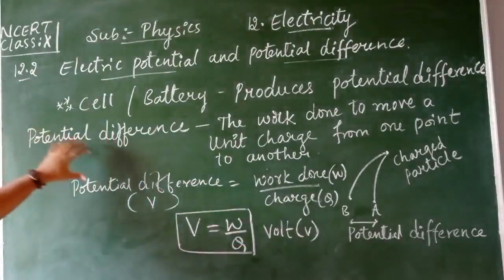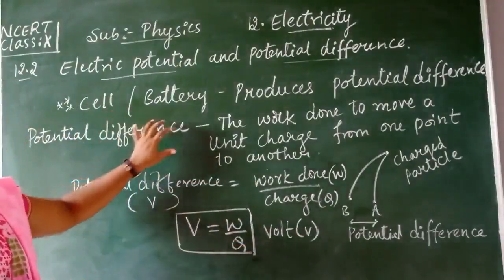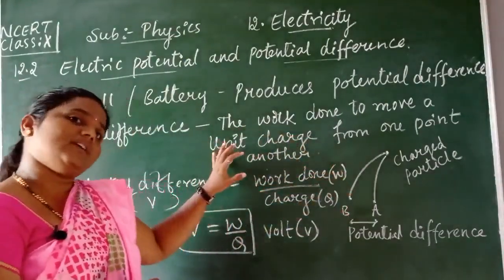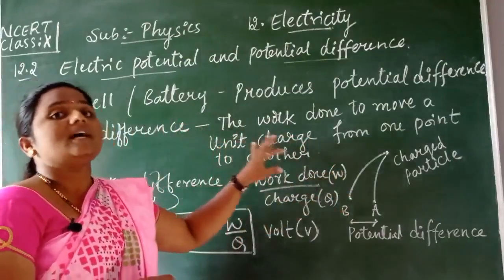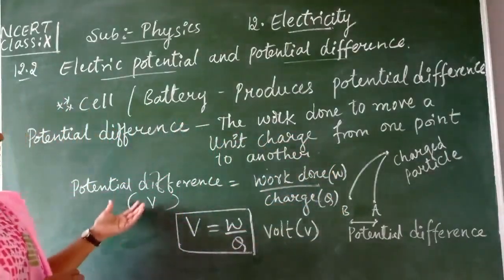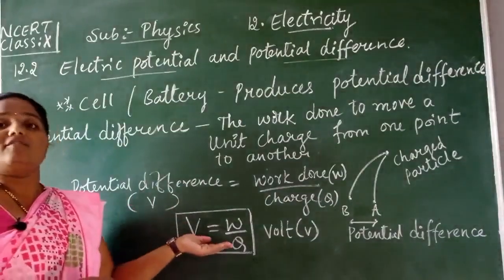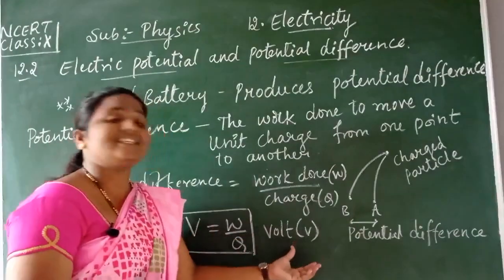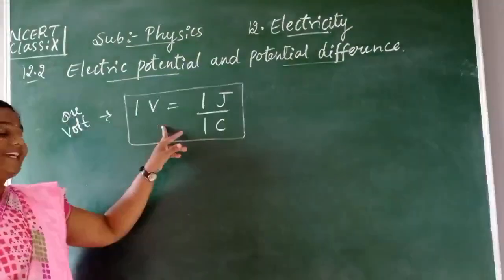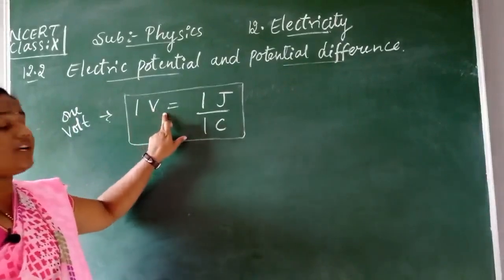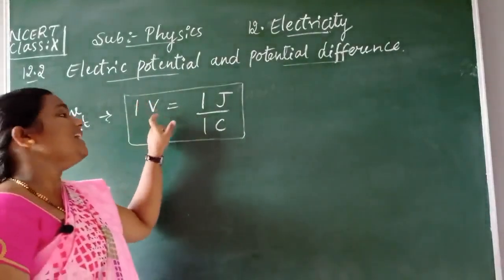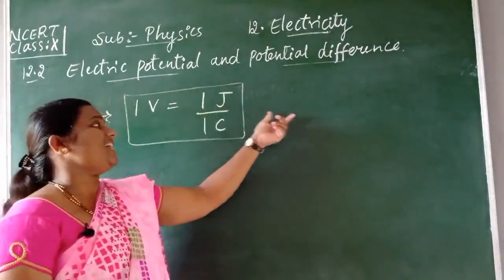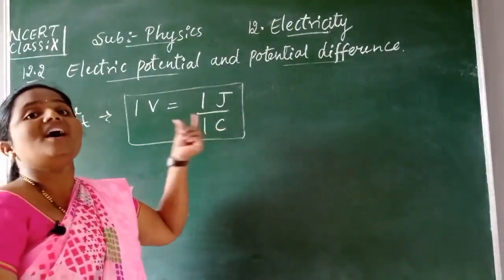Once again I'll repeat what is meant by potential difference and how we can produce it. The amount of work done in order to bring a unit charge from one point to another is called the potential difference between those two points. Mathematically it is represented as V is equal to W divided by Q, and the SI unit of potential difference is volt. Got it, children? 1 volt is defined as the potential difference between two points in a current carrying conductor when 1 joule of work is done in bringing 1 coulomb of charge, children.